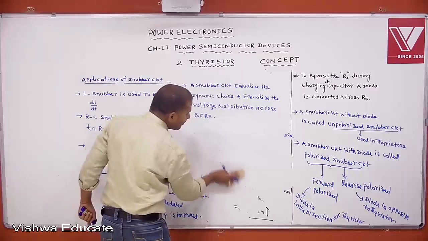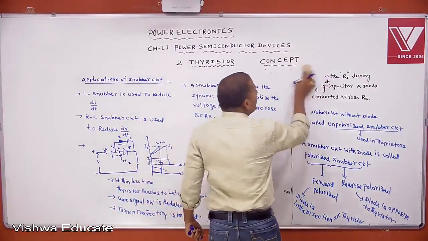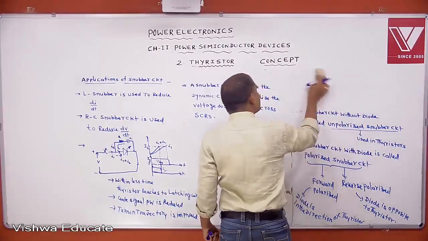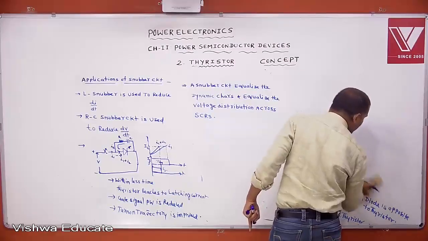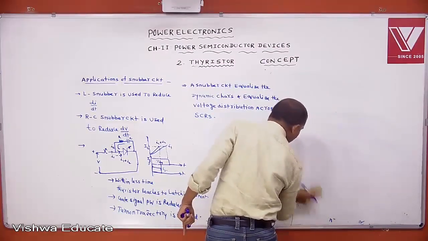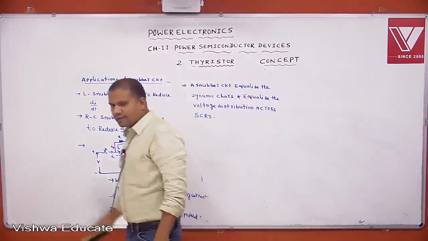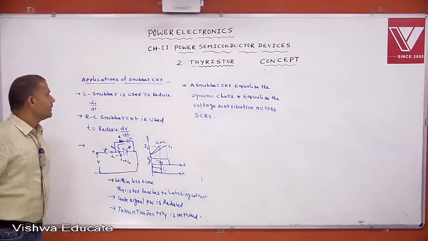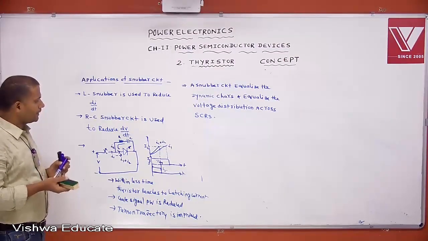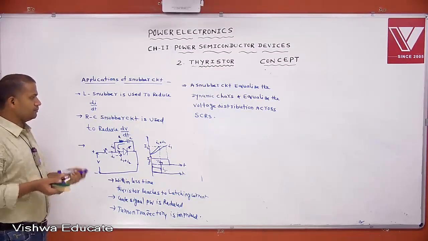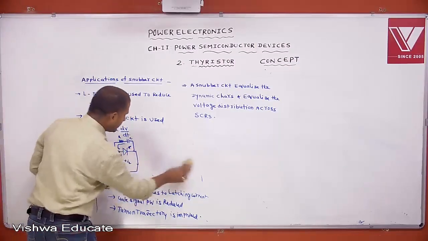Okay, this is what exactly a snubber circuit is. What is a polarized snubber circuit? What is an unpolarized snubber circuit? Where can we use an unpolarized snubber circuit? Where can we use polarized snubber circuits? What is a forward polarized snubber circuit and what is a reverse polarized snubber circuit? Concentrate, this point is important. Note this down.